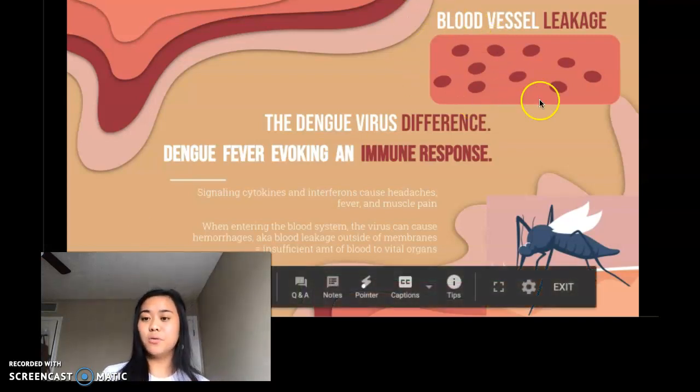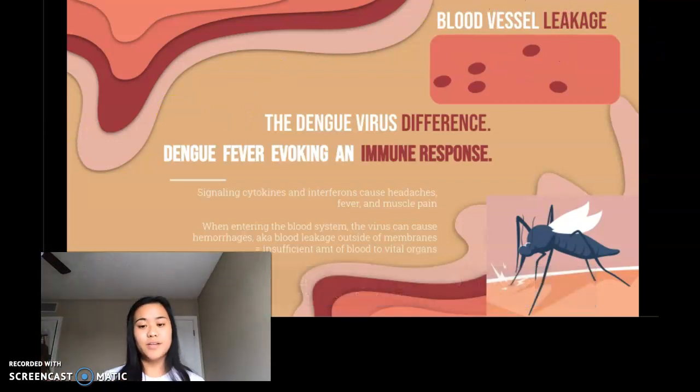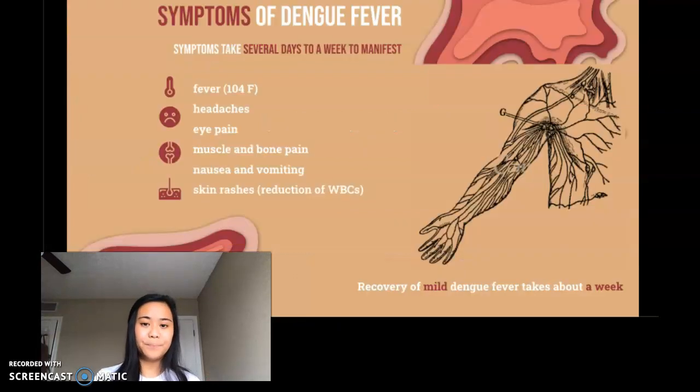So this is a typical blood vessel, and what happens when it leaks is that the blood goes out where it's not supposed to be, and that can also lead to organ failure. So these are some of the mild forms of the symptoms of dengue fever.